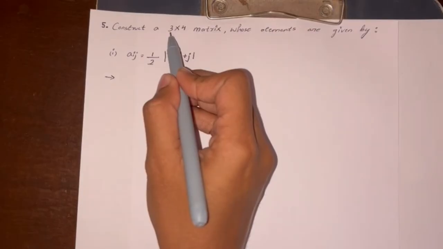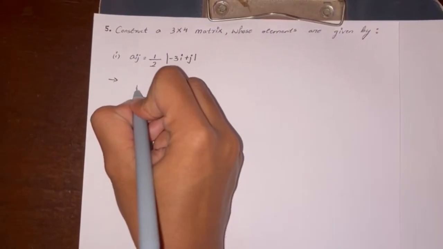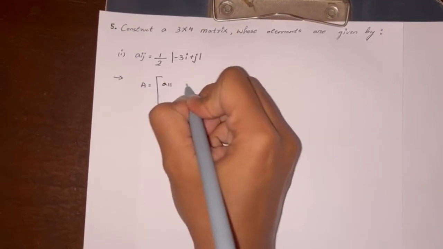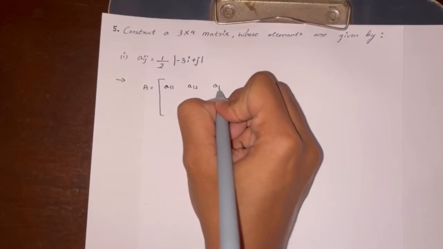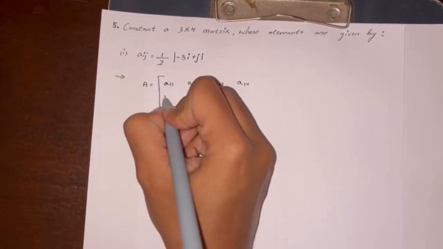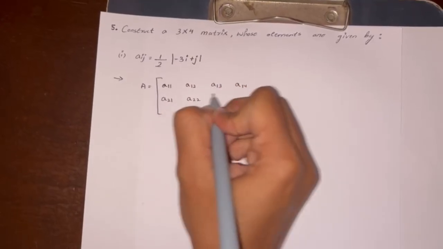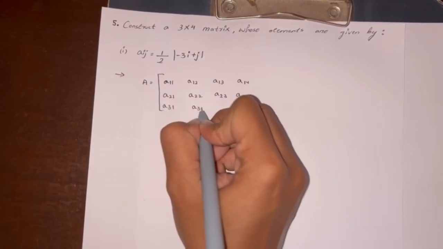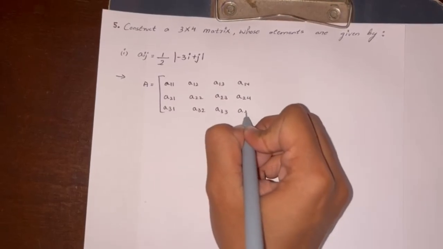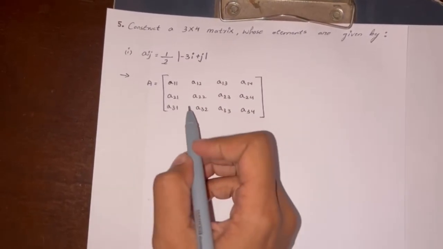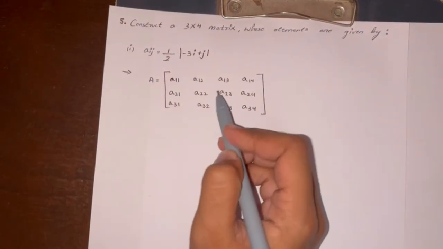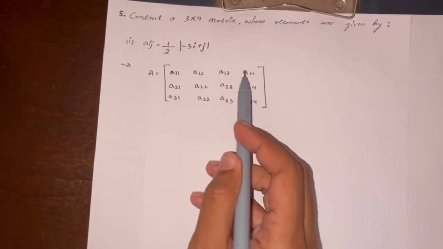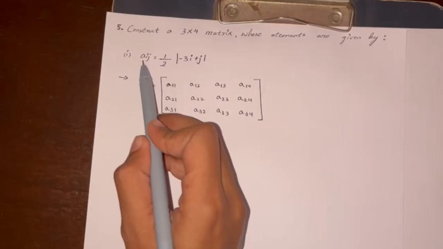So let's first construct the 3 into 4 matrix. We'll name this matrix as A. A is equal to A11, A12, A13, A14, then A21, A22, A23, A24, then A31, A32, A33, A34. So in this matrix, as you can see, there are 3 rows and 4 columns. So we can call this a 3 by 4 matrix. Now for all these elements, we have to find the values with the help of a_ij.